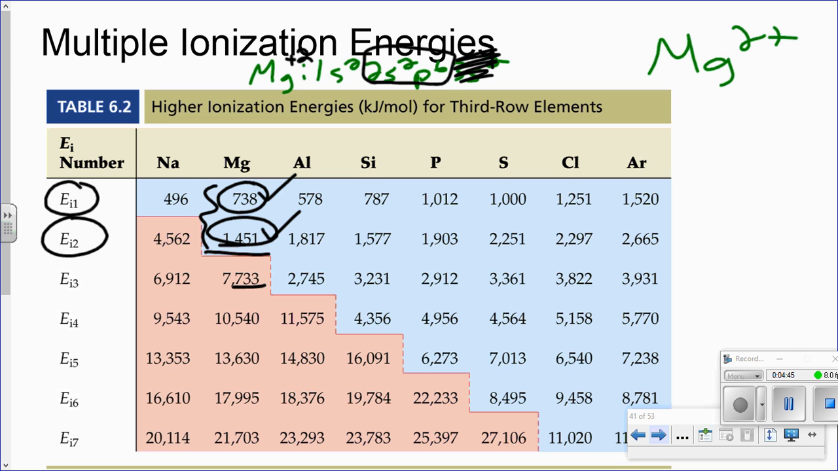Okay? So what are we looking for? We're looking for linear and then a huge jump. Huge jump. Okay? That's what we're looking for.